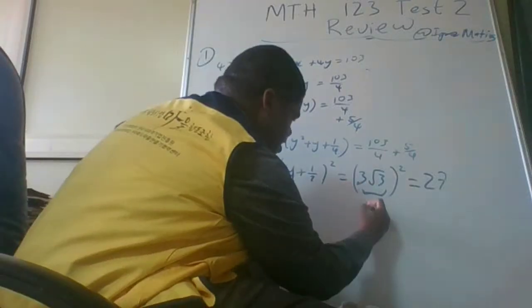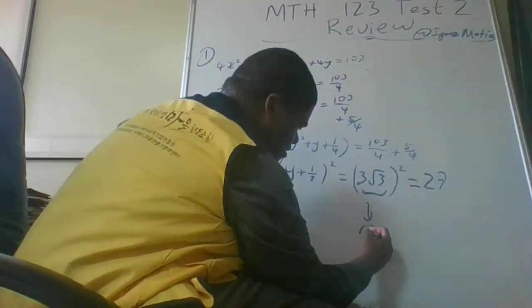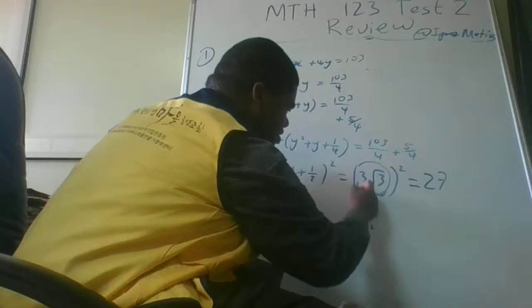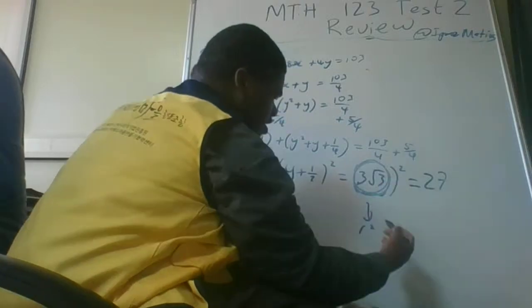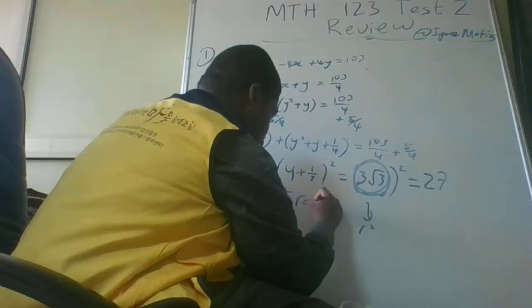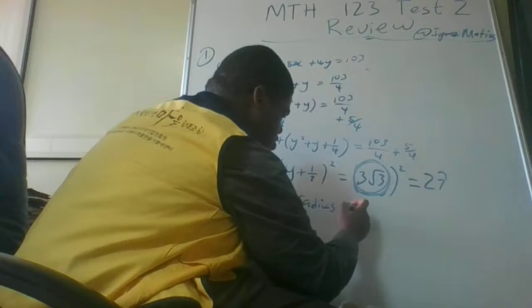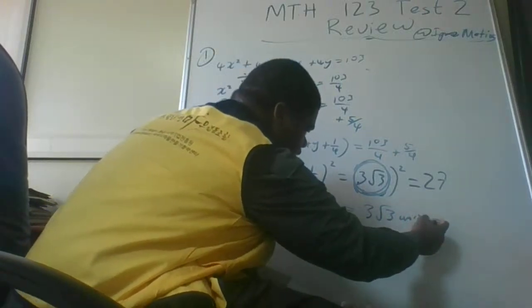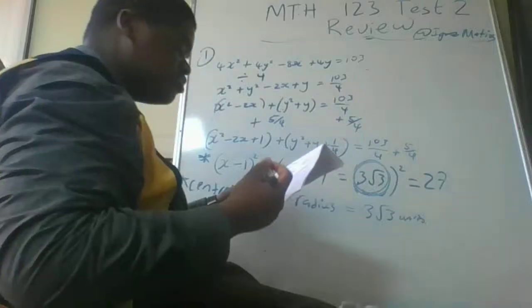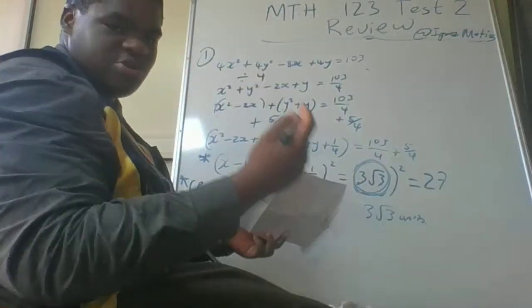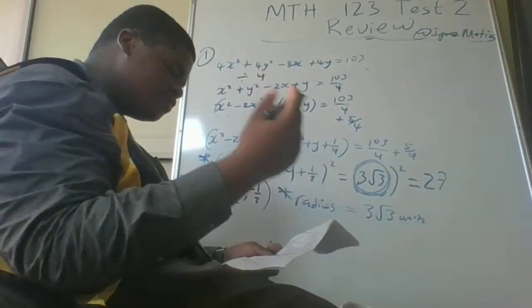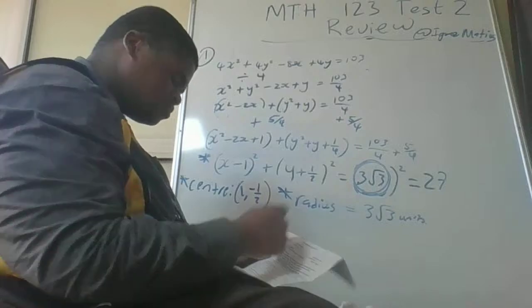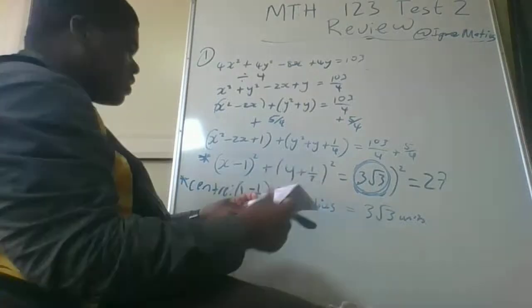Now, how do you find the radius? This term here is equal to your r squared term, so your radius is just the term inside this bracket. So our radius is going to equal 3 root 3 units. The option did not put units, but if it's theory, just put 3 root 3 units. So these are the four answers.